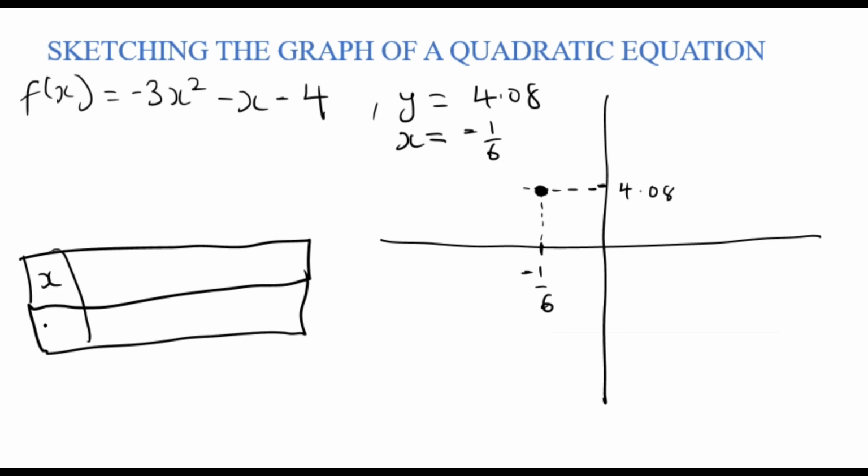So x, f of x, 1, 2, 3, 4. And place our axis of symmetry in the middle. Minus 1 out of 6, 4.08. So just like in the first example, we pick 2 points on the left hand side and 2 points on the right hand side at the same interval.